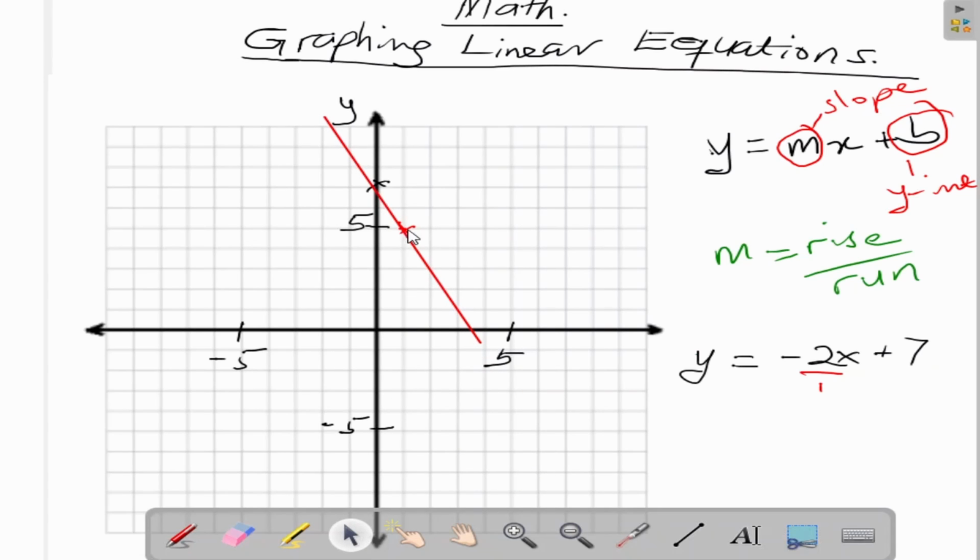Good. So we have our line here, and this becomes our line: y equals -2x plus 7. But we can also have the situation where they will plot the line for us already and ask us to find the equation of that line. So let's take our 2 examples.